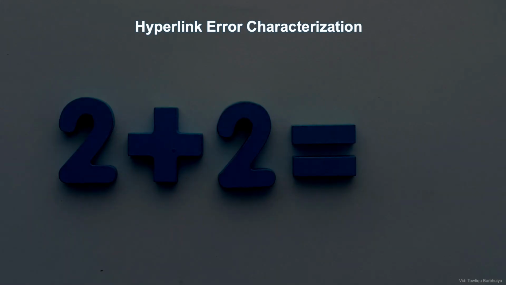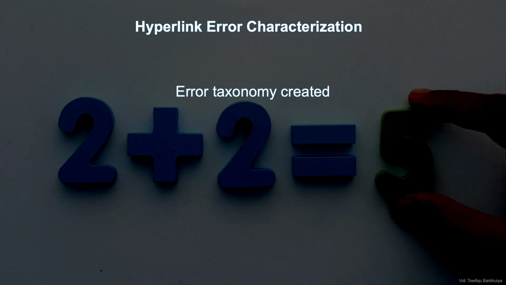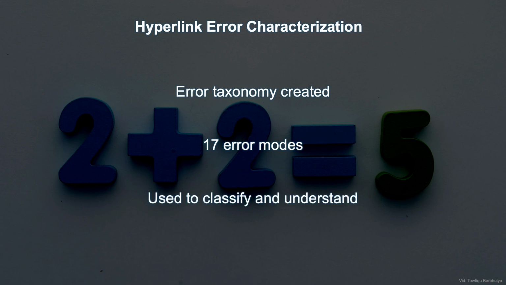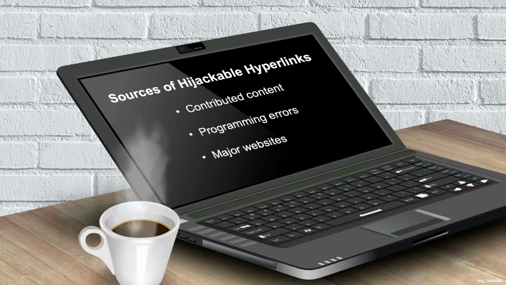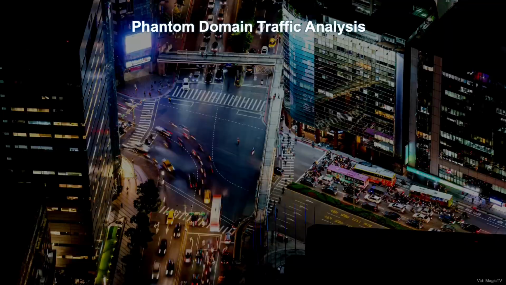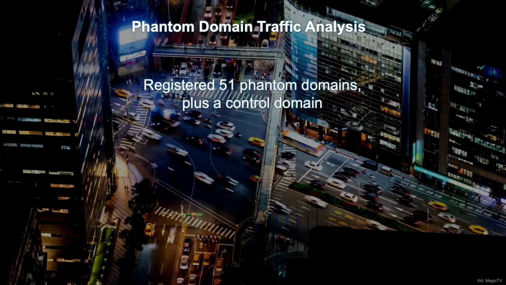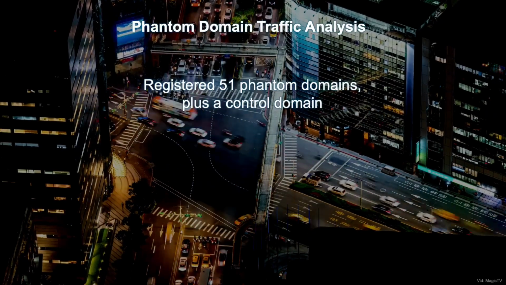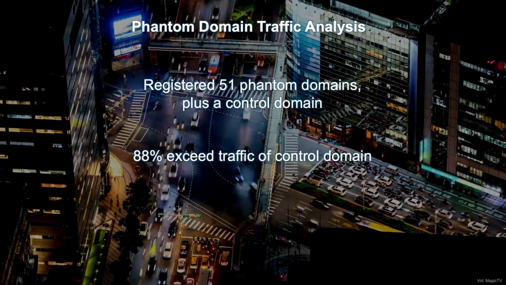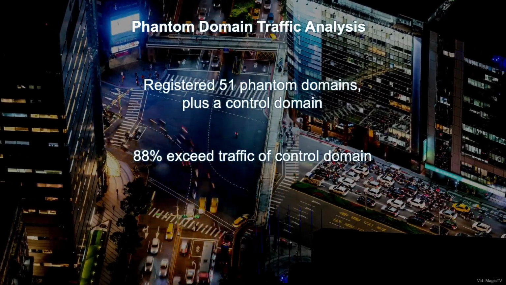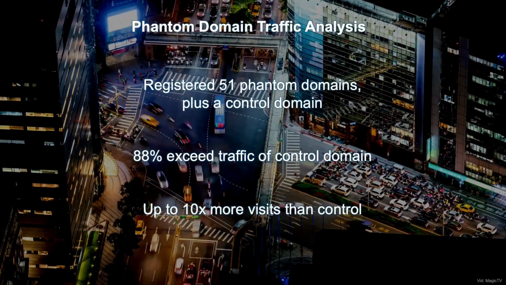The quantity of hijackable hyperlinks we encountered necessitated the creation of an error taxonomy of 17 error modes, which drove insights into how these links came to be. We also analyzed the sources of hijackable hyperlinks in aggregate and in some specific notable examples. Wanting to see if phantom domains would receive much traffic, we registered 51 phantom domains plus a control domain, where we saw 88% of those phantom domains exceeding the traffic of the control, with up to 10 times more visits than the control.